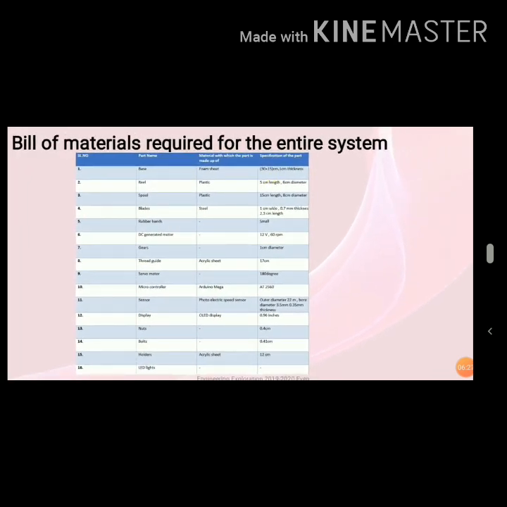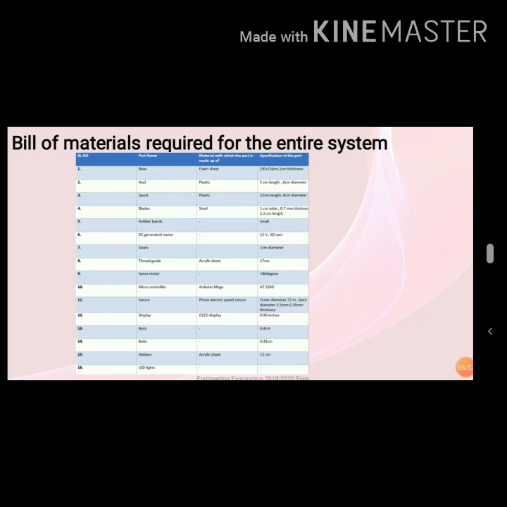Next, we have the bill of materials. For this, we are using 16 items in total. First one is the base made of foam sheet, which is 30 by 15 centimeters, 1 centimeter thickness. A reel of plastic, 5 centimeter length, 6 centimeter diameter. Spool of plastic, 15 centimeter length, 8 centimeter diameter. Blades of steel, 1 centimeter wide, 0.7 mm thickness, 2.3 centimeter length.